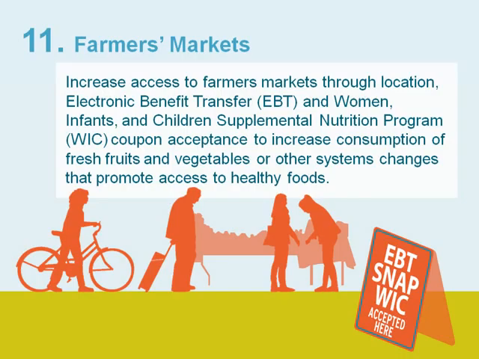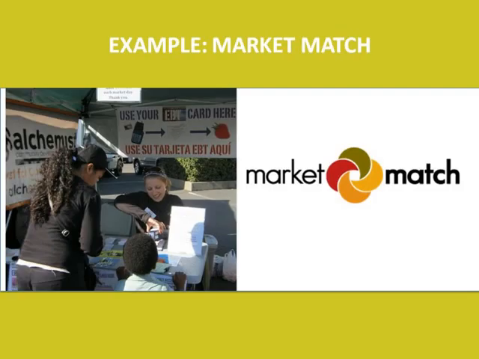Looking at Strategy 11, here we're looking to farmers markets to improve low-income shoppers' access to markets and to increase consumption of fresh fruits and vegetables through outreach and nutrition education. And the example I want to share here, just so that folks are aware of it, is a really great program. It's called Market Match, and it's taken root across California. The goal of Market Match is to encourage CalFresh recipients to take advantage of fresh, locally grown fruits and vegetables by offering an incentive that lowers the price of fresh produce.